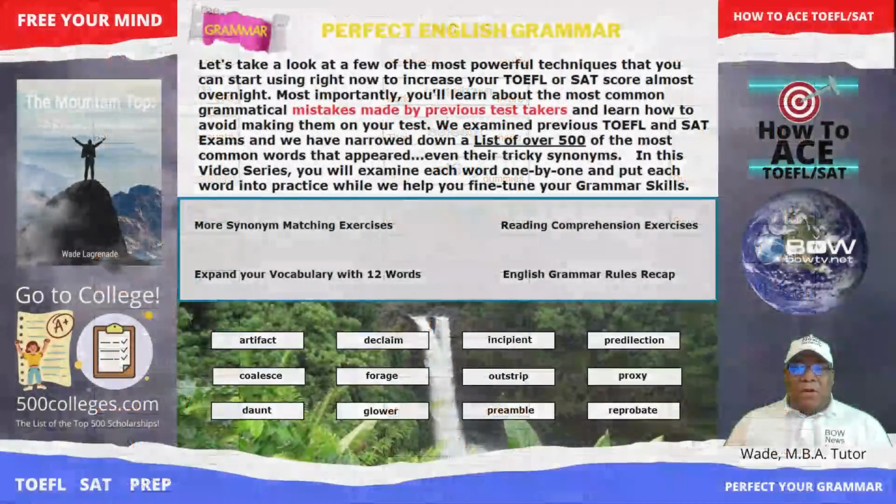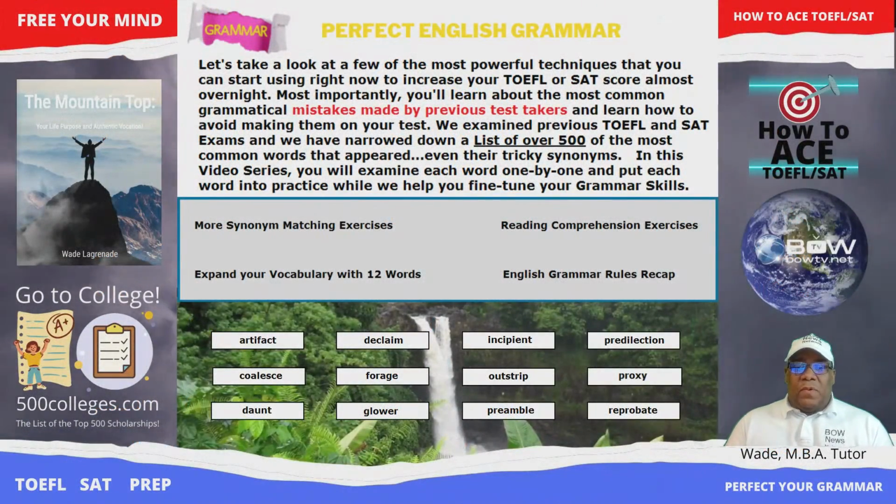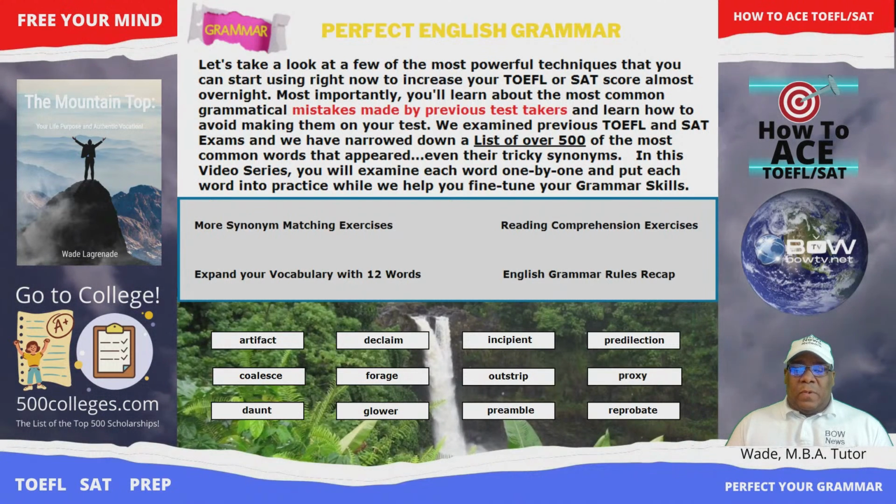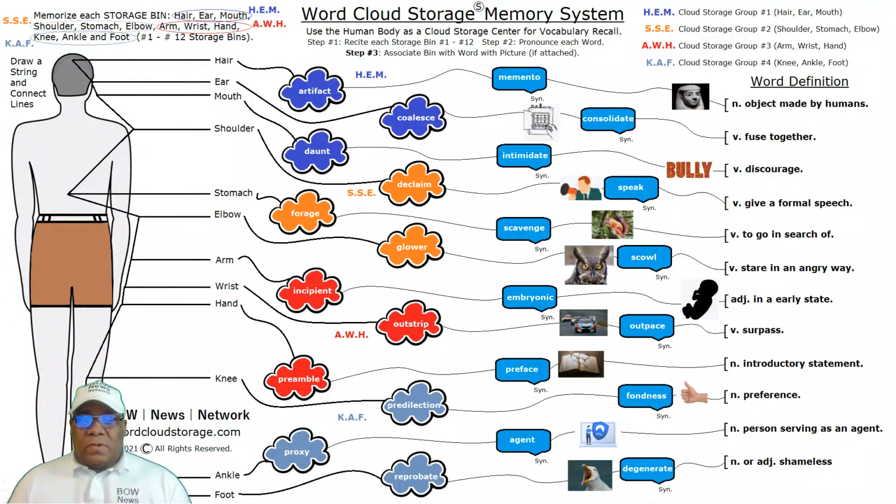In the meantime, here we are with 12 new words: artifact, coalescence, daunt, declaim, forage, glower, all the way through to reprobate. As we take a look at our word cloud storage system, just to recap, these are 1 through 12 storage bins along the human body that we use as a mnemonic reference for the 12 words that we're covering.